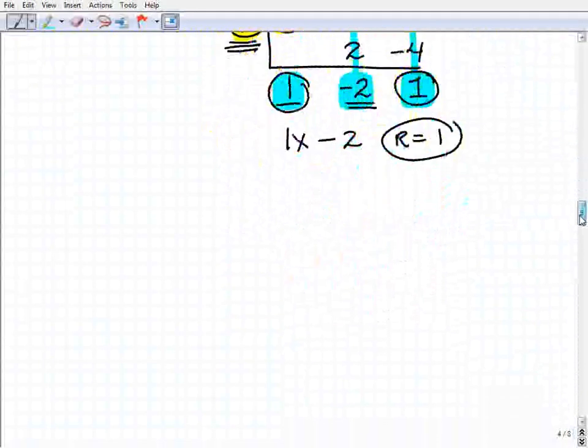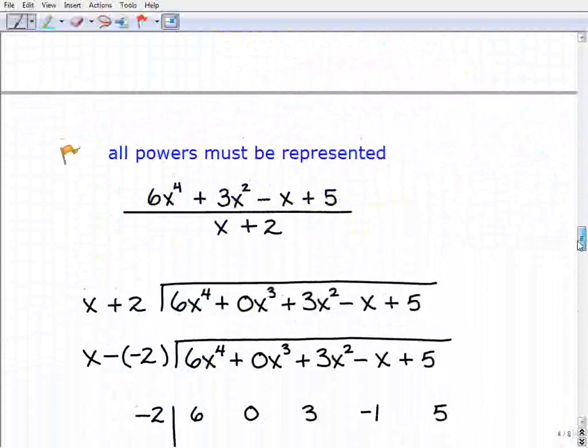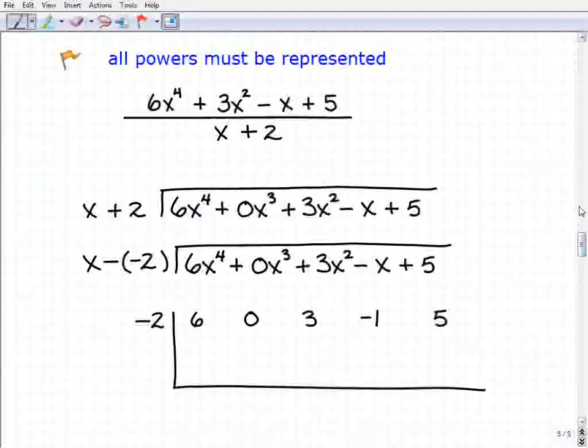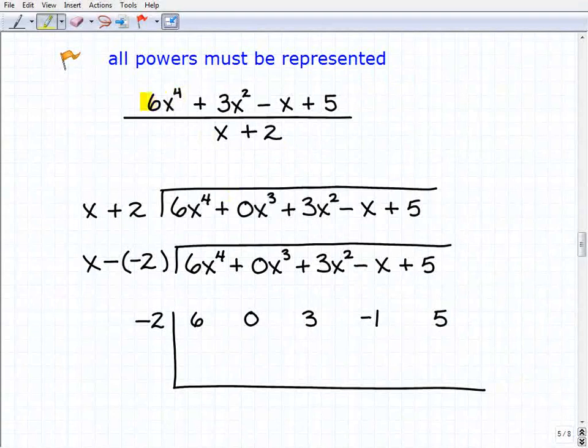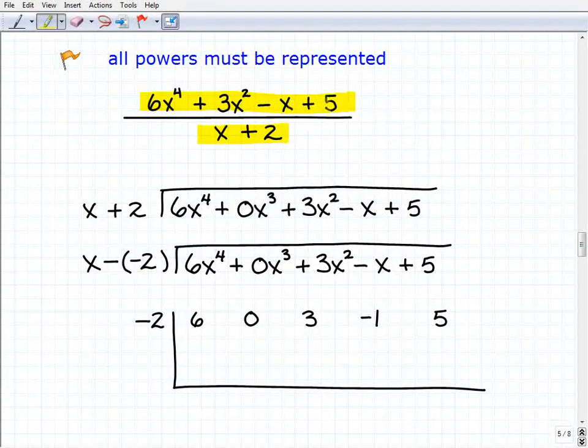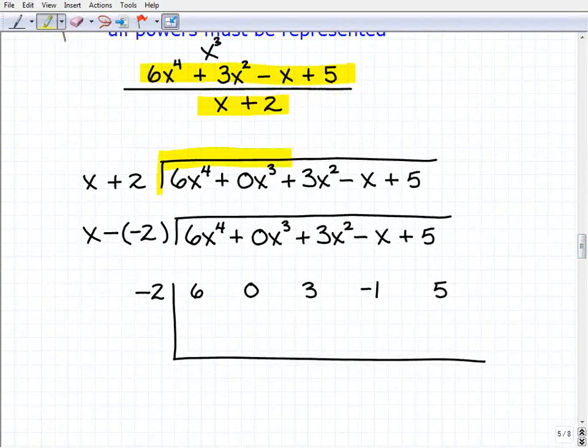Now, one thing about synthetic division is that when we do it, we have to make sure all powers are represented. For example, here I have a polynomial, and I want to divide it by another polynomial. So I have 6x to the 4th plus 3x squared minus x plus 5. If you notice here, there isn't an x cubed term. If I was to set this up using long division, I'd have my long division bar like so, and x plus 2 right here.